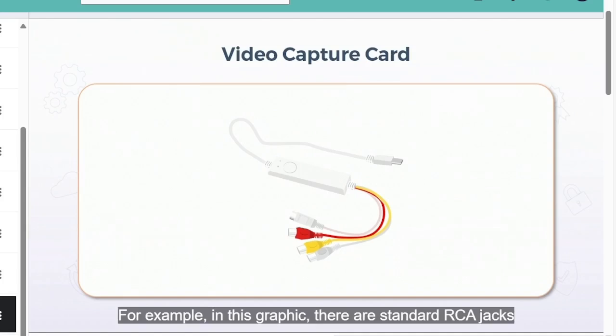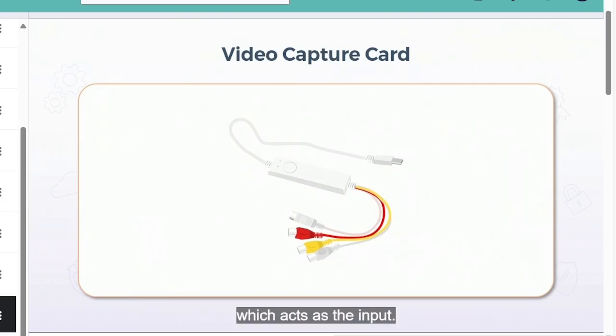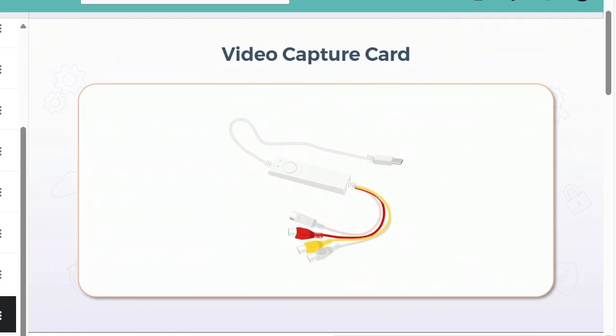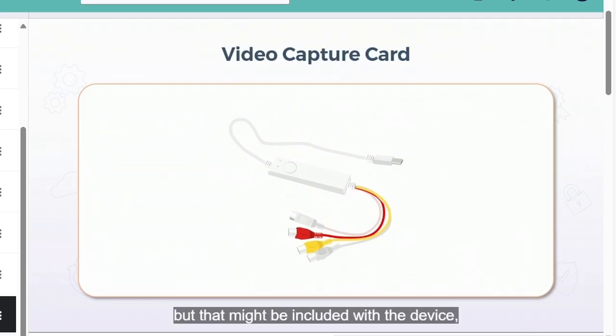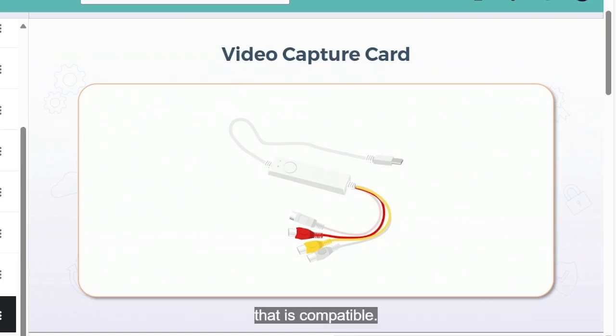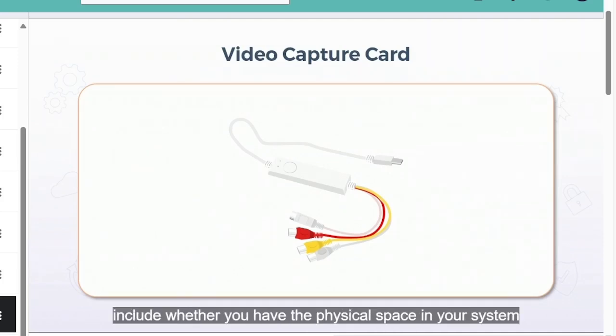For example, in this graphic, there are standard RCA jacks, which could be connected to the output device, which are then adapted to a Type-C USB connector, which acts as the input. Now, you would also require some kind of software to control the capture, but that might be included with the device, or perhaps it could be downloaded from the vendor's website, or perhaps you already have a third-party application that is compatible.